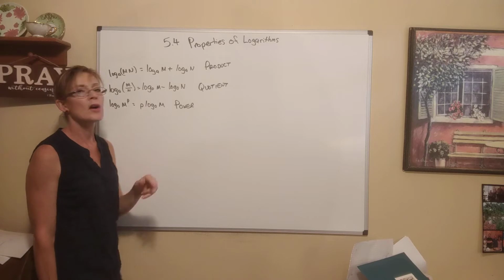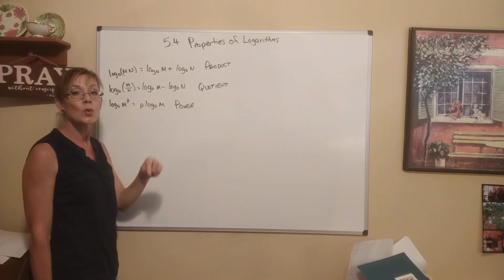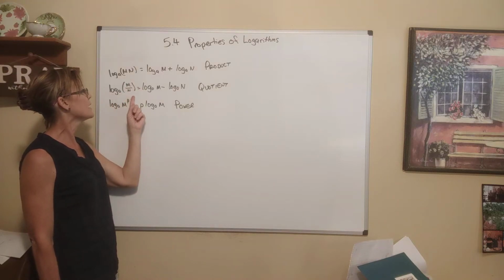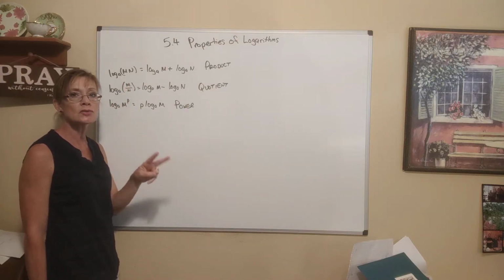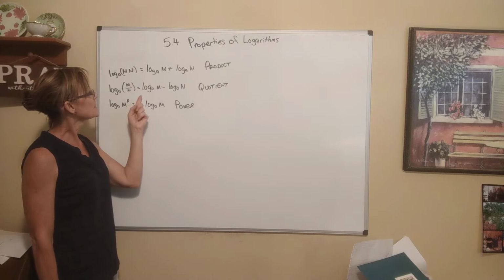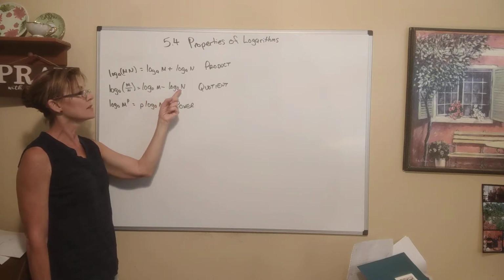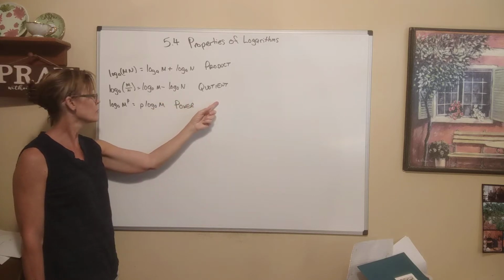If you have the logarithm of something being divided, a quotient, a fraction, log base a of m divided by n, you can separate that into two separate logarithms like this: log base a of the numerator minus log base a of the denominator. That's known as the quotient rule.